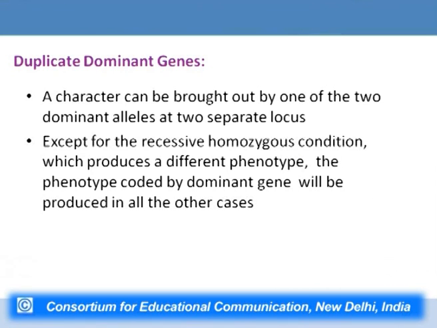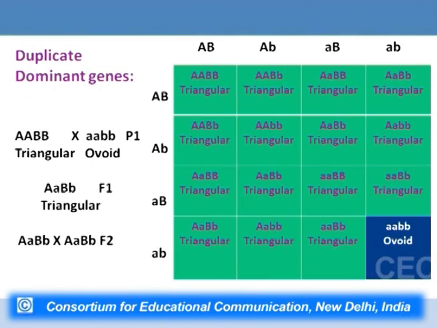Another modification is that of duplicate, which can be termed as duplicate dominant genes. Herein, a character can be brought out by one of the two dominant alleles at two separate locus, except for the recessive homozygous condition, which produces a different phenotype. The phenotype coded by dominant gene will be produced in all the other cases, because both the alleles at both the locus can lead to formation of the same phenotype.